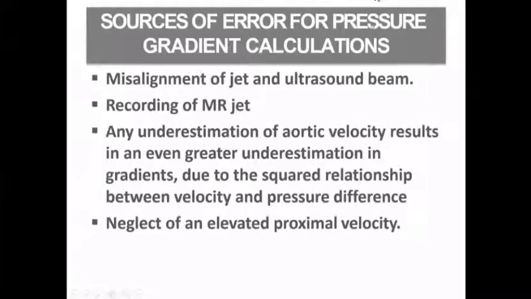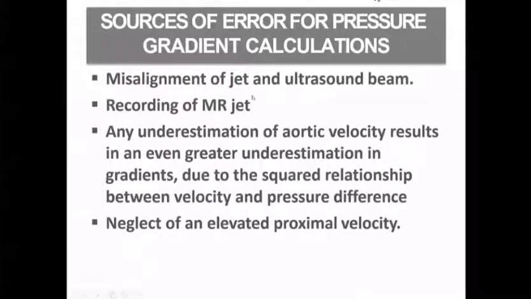Regarding sources of error, where you get wrong values: if you are misaligned, as I already explained, even a minor degree of angle deviation gives you a lower velocity. So alignment should be very proper, and you should practice very well. Otherwise you will miss severe AS, because for all purposes this is the only criterion where we assess the severity of aortic stenosis.